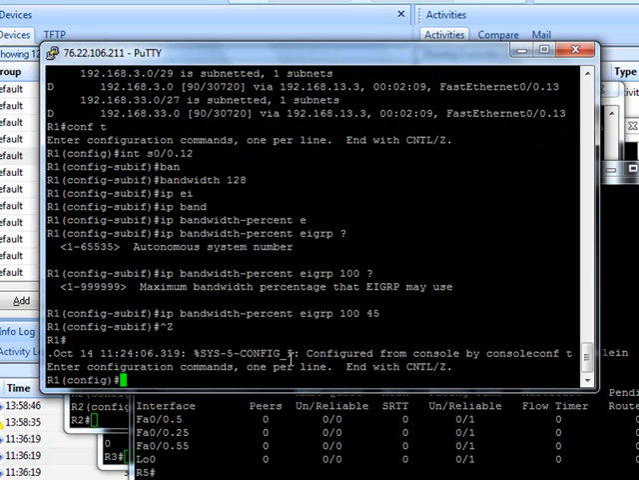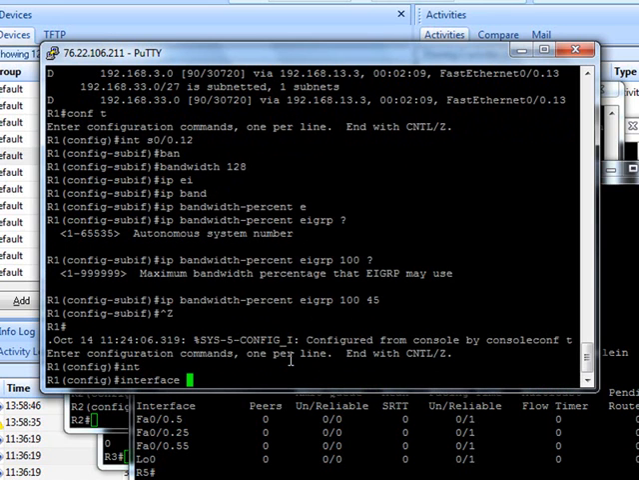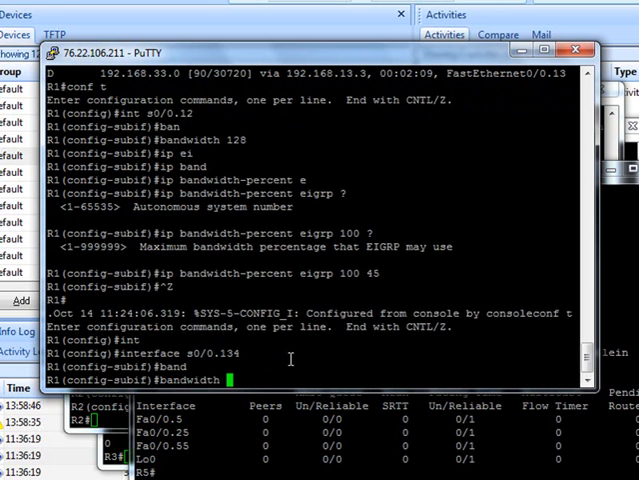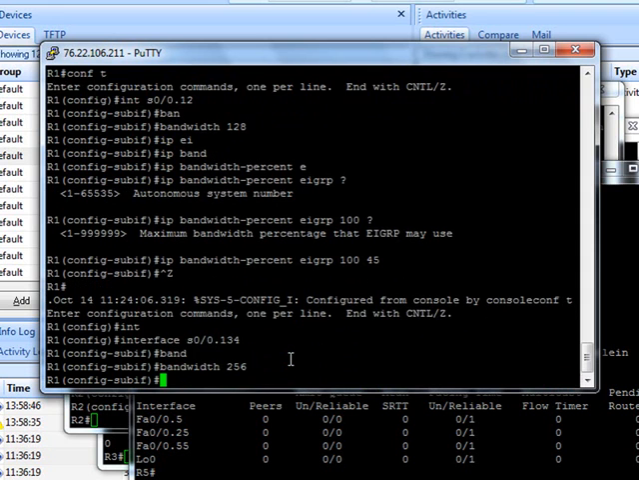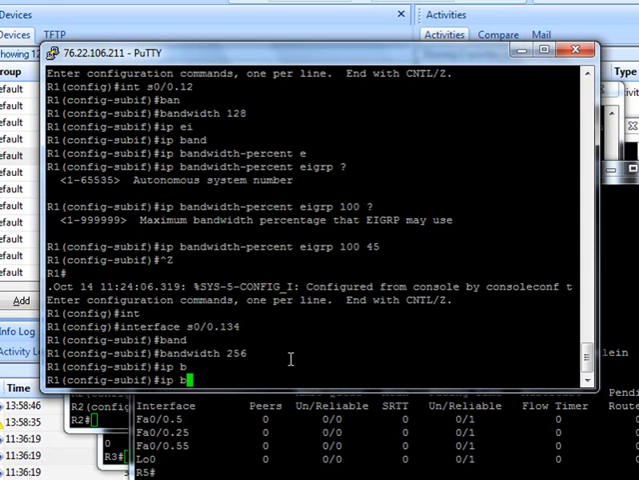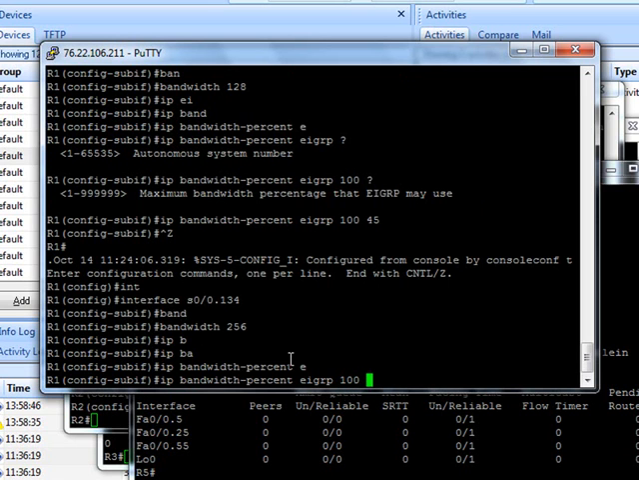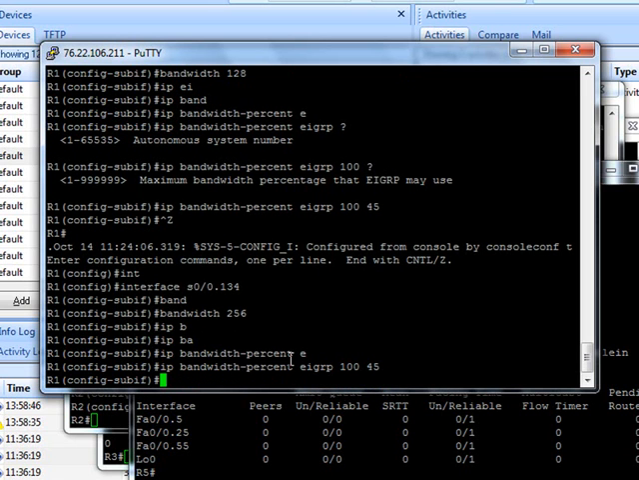We'll do the multi-point interface just for the sake of completeness. Serial 0/0/1, bandwidth 256, and IP bandwidth-percent EIGRP 100 145. That's essentially all of what we'd be looking at in terms of the basic configuration.